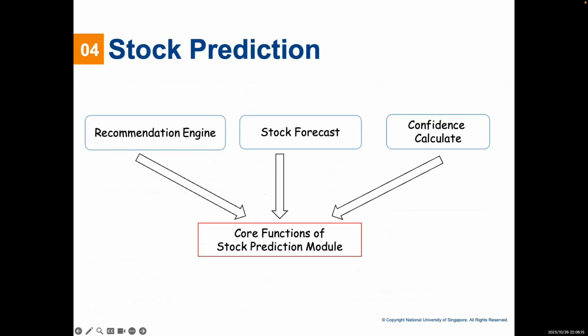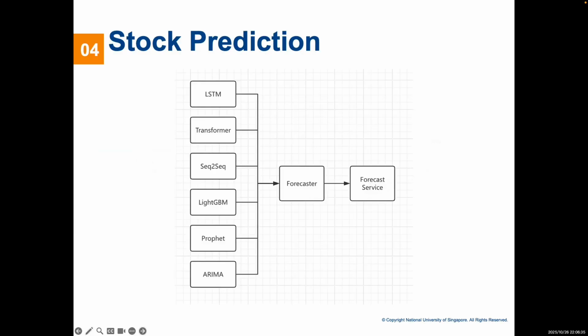And in the stock forecast module, the core functionality includes obtaining personalized stock data through the recommendation engine, applying machine learning methods to predict stock trends, and computing the confidence level of each prediction. In the key forecasting functionality, the module provides 6 prediction methods: LSTM, Transformer, Seq2Seq, LightGBM, Prophet, and ARIMA.